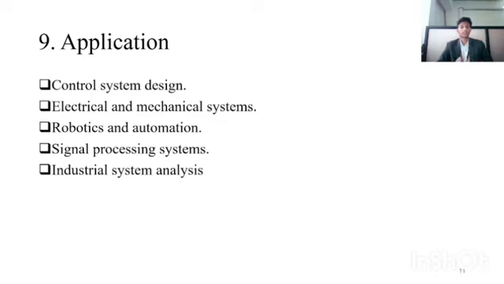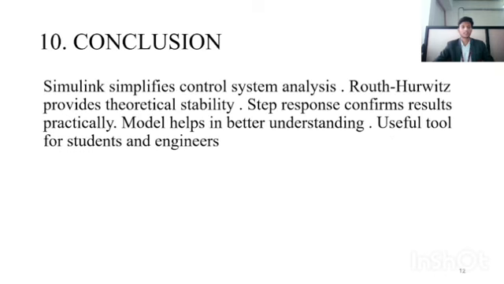Third is robotics and automation. In robotics and automation, stability ensures smooth and accurate movement of robots and automated machines. And fourth is signal processing systems. In signal processing systems, it helps maintain reliable signal behavior without oscillations. And the last one, fifth, is industrial system analysis. In industrial system analysis, it is used to evaluate performance and avoid system failure in real world applications.